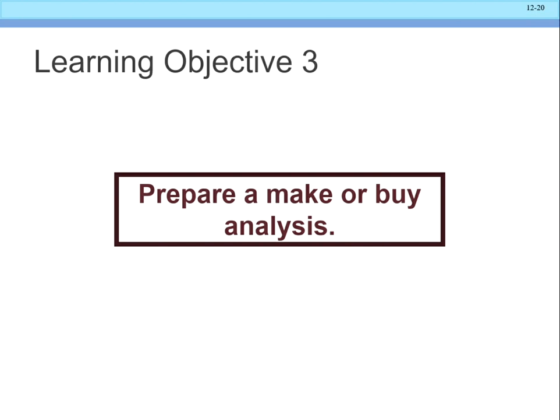Okay, so that's it with dropping a division or a segment or a product line. What we then need to do is to look at what it is that we will forego in terms of contribution, what are the costs that we are going to save, then we compare the two scenarios. Or you can do a comparative analysis where you say what will be the implication of keeping, what will be the implication of dropping. Then you assess whether the profitability is going to increase or decrease.